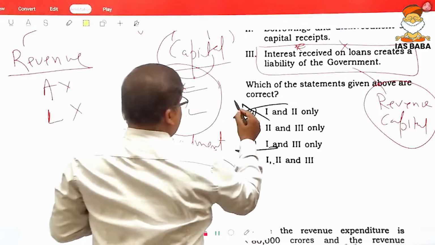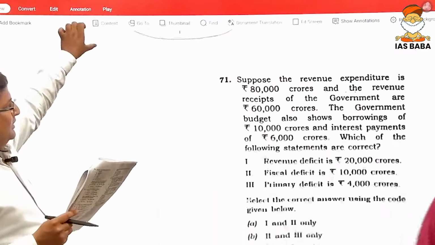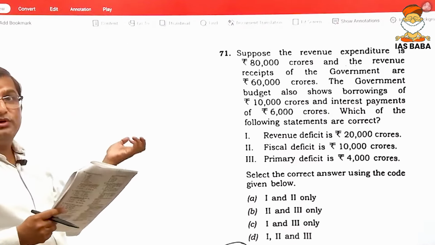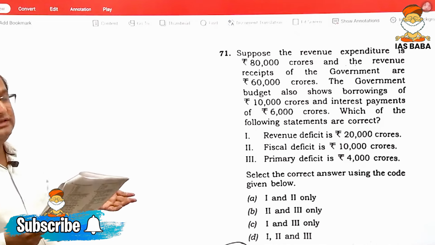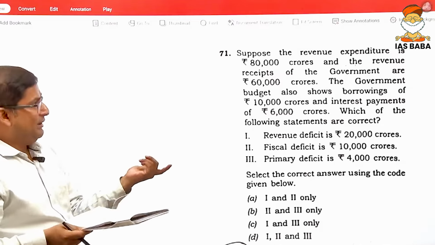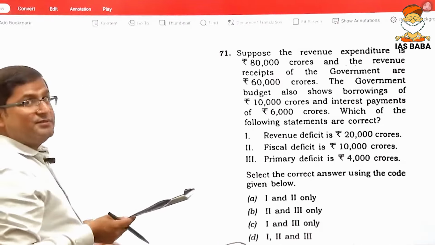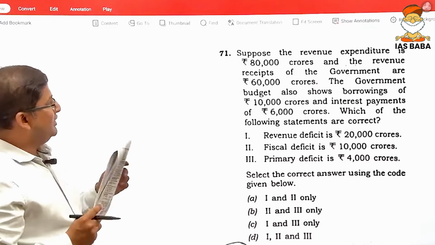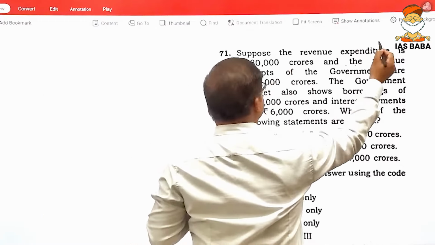Now come to the next question. This year they have given you the concept, given you a numerical to solve in the paper. This was supposed to be a question in the CSAT, but they have given you a numerical to solve in Paper 1 also. Unexpected from UPSC, they can ask you anything. But it was a very simple question, though data was missing in this question according to me. In this question, they have given you the data. Revenue expenditure is given.